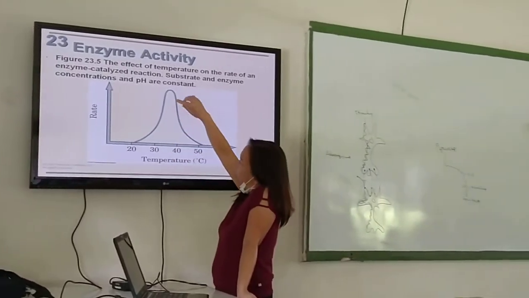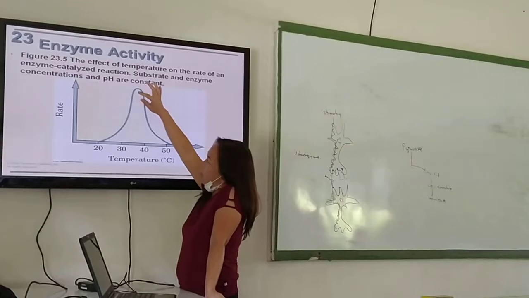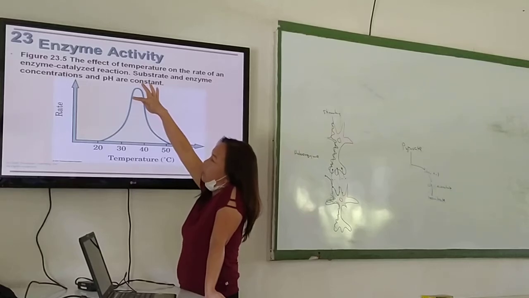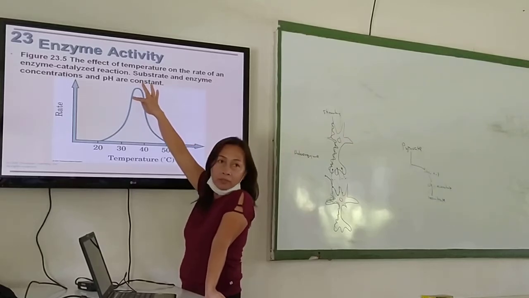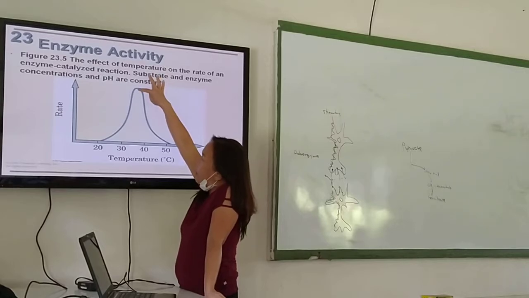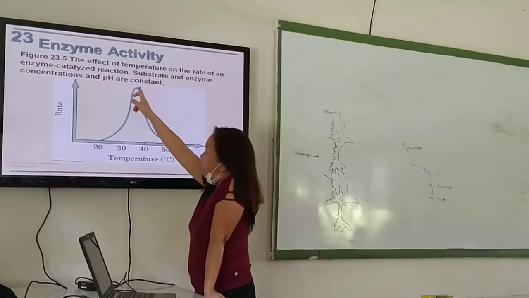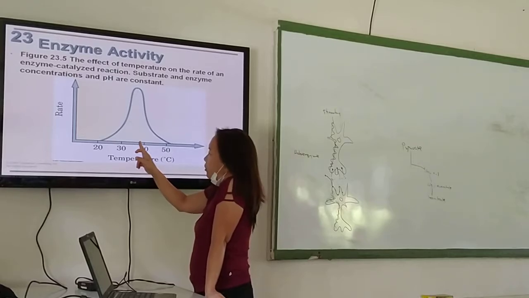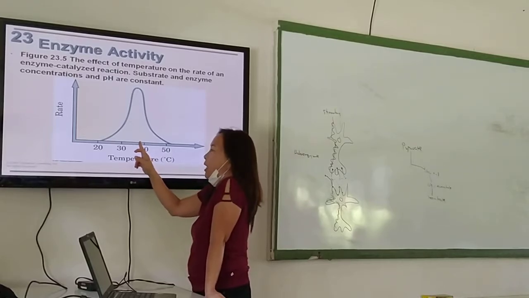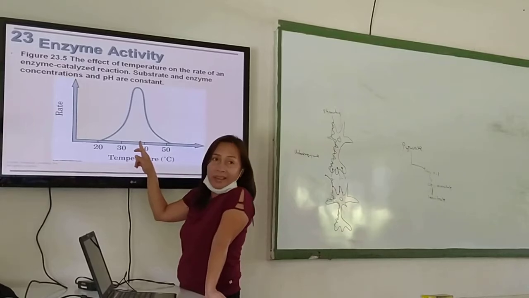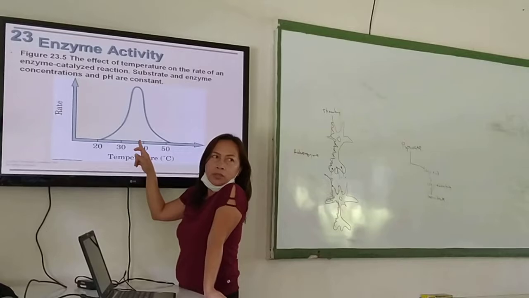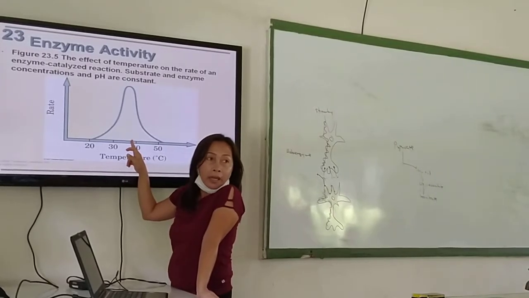Increasing. How about, say, when the temperature is increased up to, say, 37? Say, this one here, how do you describe the rate of chemical reaction? Increasing. And then we have a maximum, the peak of the rate of chemical reaction, the maximum rate of chemical reaction at, say, for example, 38. How do you describe the rate of chemical reaction? Increasing.